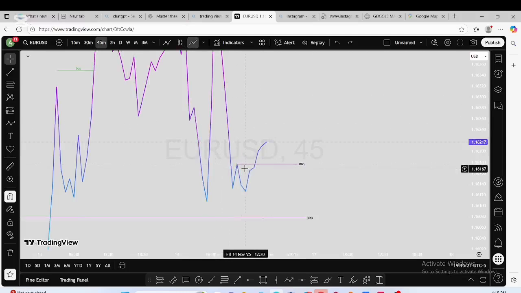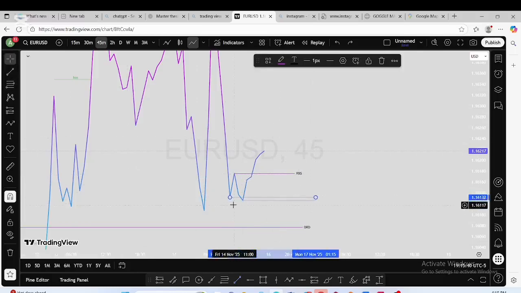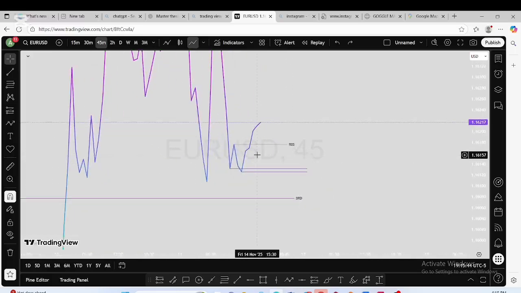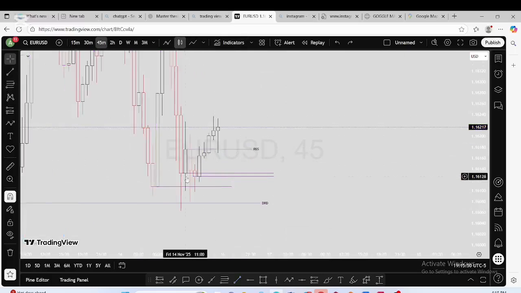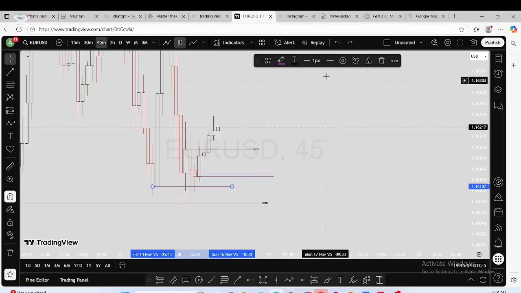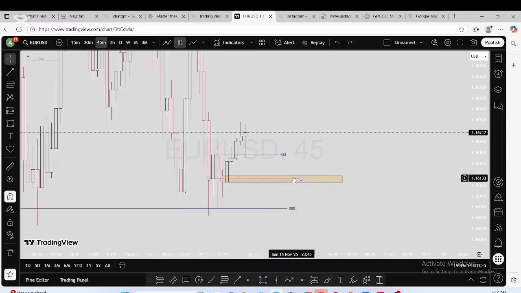Because when we change this to line chart, after this break of structure, we have this as our first POI, this as our second POI, and we have this QM as our third POI. We also have this as a POI, but price has used this multiple times, so it's not fresh again. So the only two fresh levels we have are this and this. And some people can mark this as a full level.